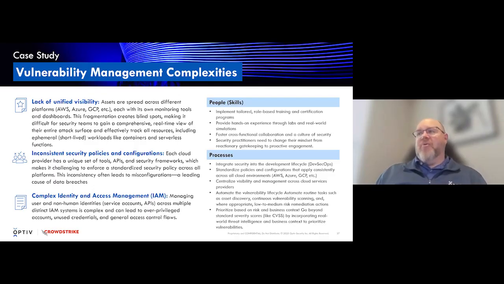So we want to make sure that we foster cross-functional collaboration, that we actually have hands-on experience in these various cloud service providers, that we're training not only our security staff, but our IT and dev staff on how to properly use secrets and permissions in these environments, and that we have security practitioners that have really started to change their mindset from gatekeeping to providing proactive engagement and code patterns that are secure by default. We need to integrate security into that development lifecycle to avoid vulnerabilities.